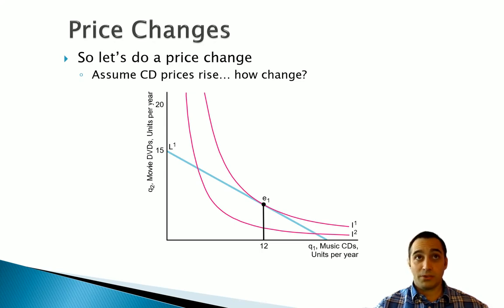So let's do a price change, and let's see exactly how we can find the income and substitution effects from just this. First off, let's imagine we consume CDs and DVDs, and we start at some initial bundle, call it E1. Copy a diagram like this, and then tell me, how do I change my diagram to show an increase in the price of CDs?